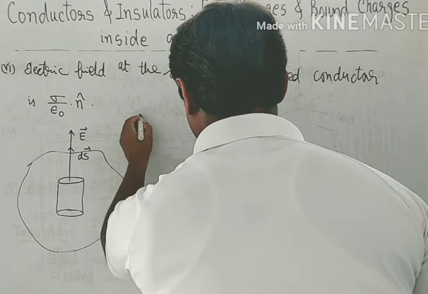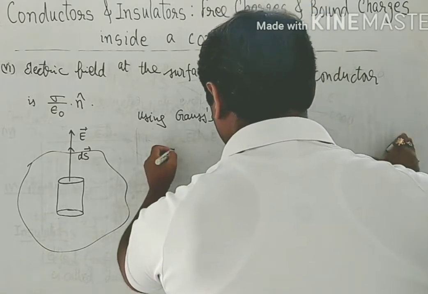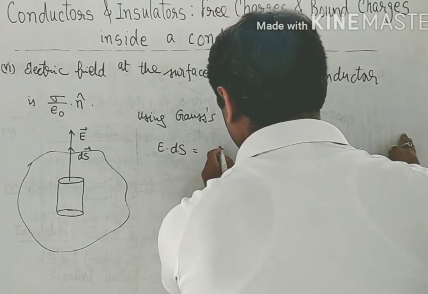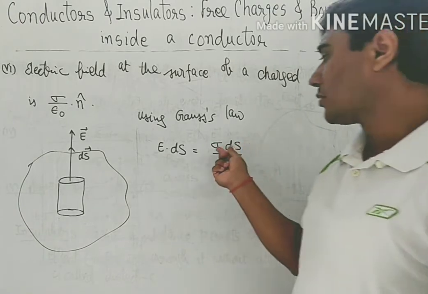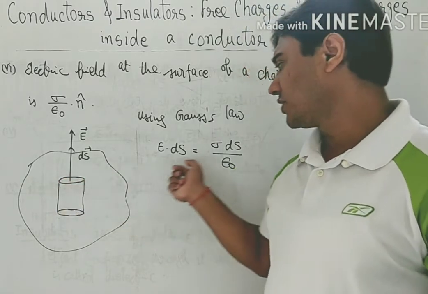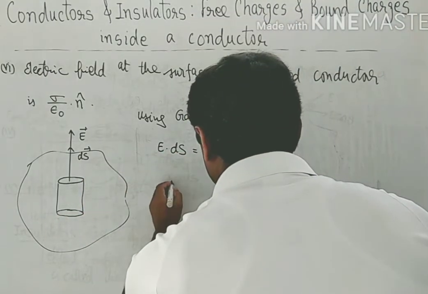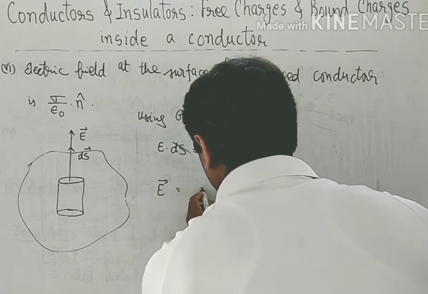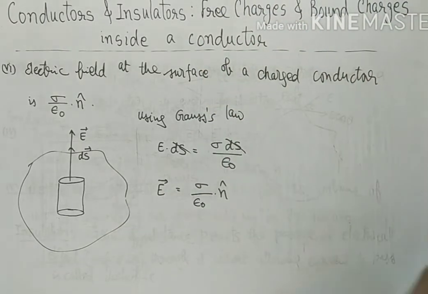So we now write, using Gauss's law, the integral of E dot dS equals sigma dS upon epsilon naught. Now what is sigma dS? Sigma is the surface charge density of this conductor and dS is area. So this is the charge enclosed by this Gaussian surface. Now we can say this dS and dS will get cancelled. So writing it in vector form, vector E equals sigma upon epsilon naught times n cap. So this way you can justify.